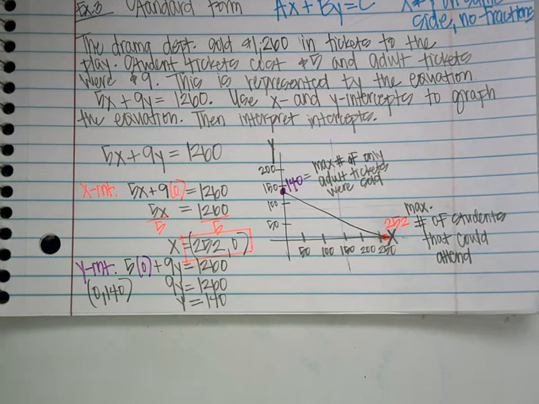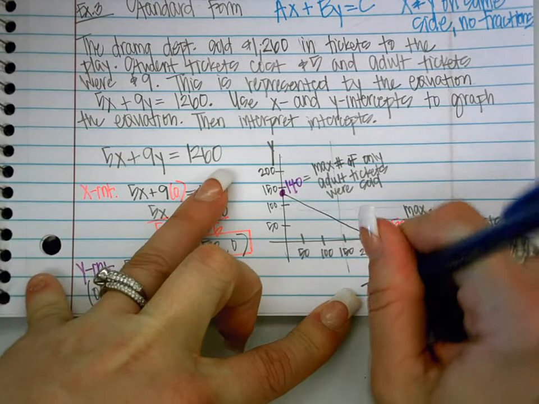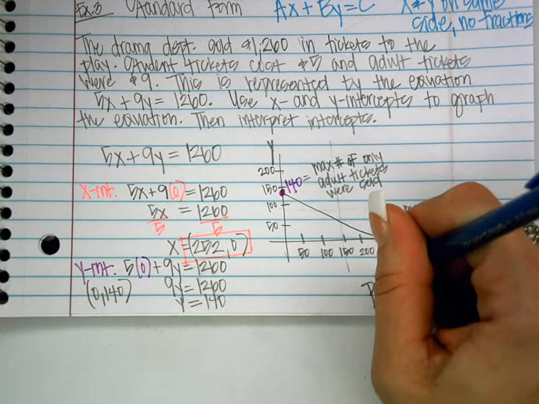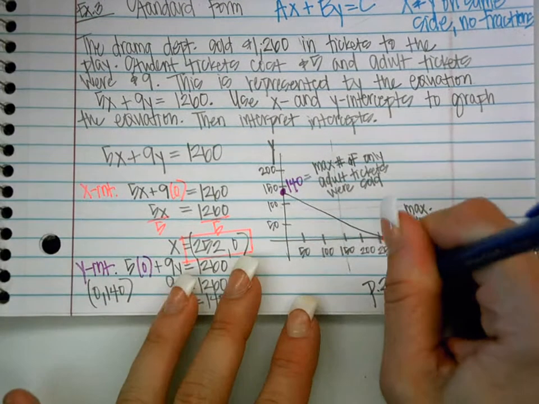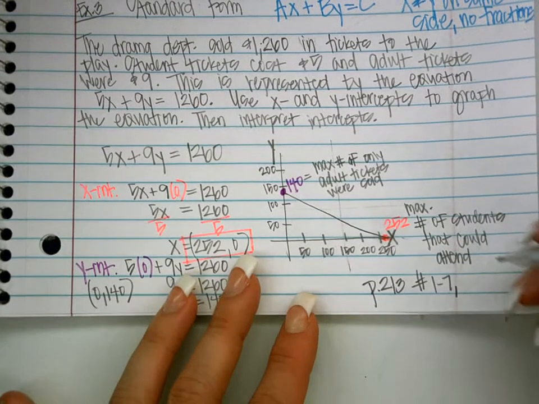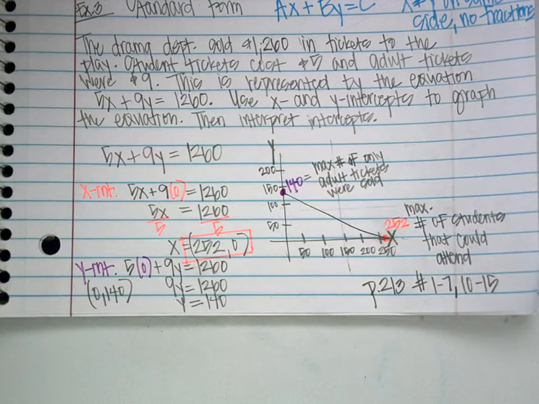Okay, what you guys are doing today is you're going to work on numbers 1 through 7. Homework is going to be page 213, numbers 1 through 7, as well as 10 through 15. Okay, page 213, numbers 1 through 7, and 10 through 15. Make sure you write it down, please.